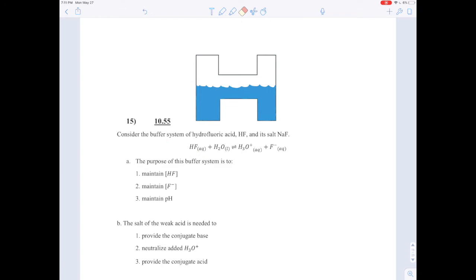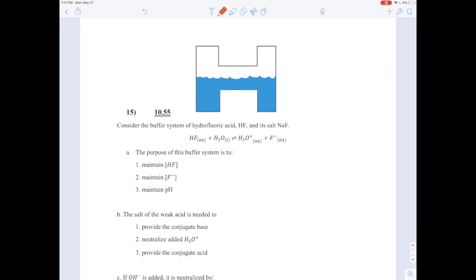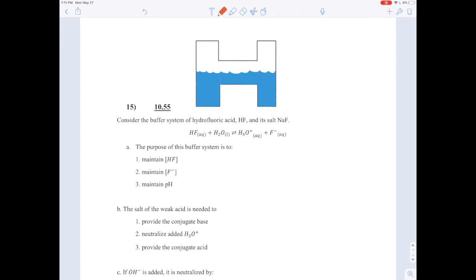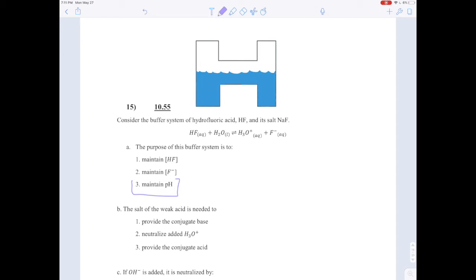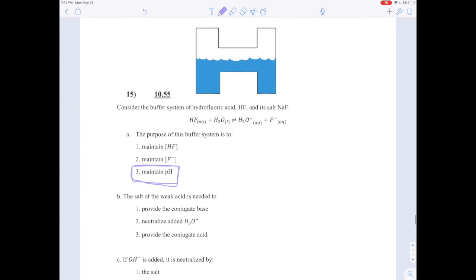Okay, so given that sort of framework, let's see if we can work our way through the different questions in these problems. Now these are sort of multiple choice questions. A says the purpose of a buffer system is to, and we just saw that the purpose of every buffer system is always to maintain pH. It's to prevent changes in pH.